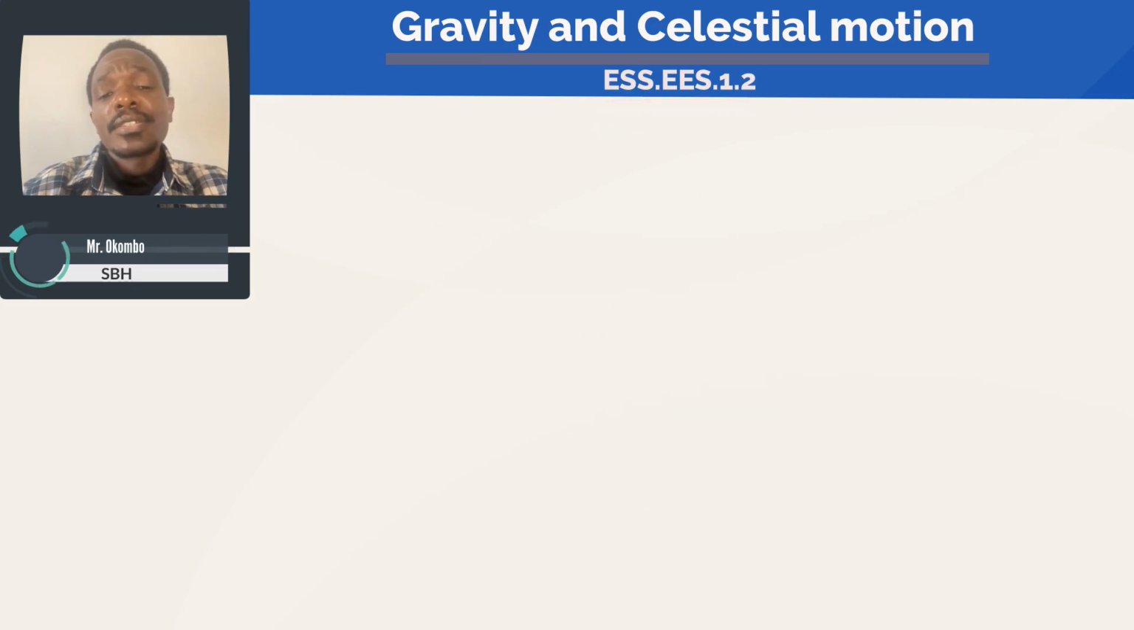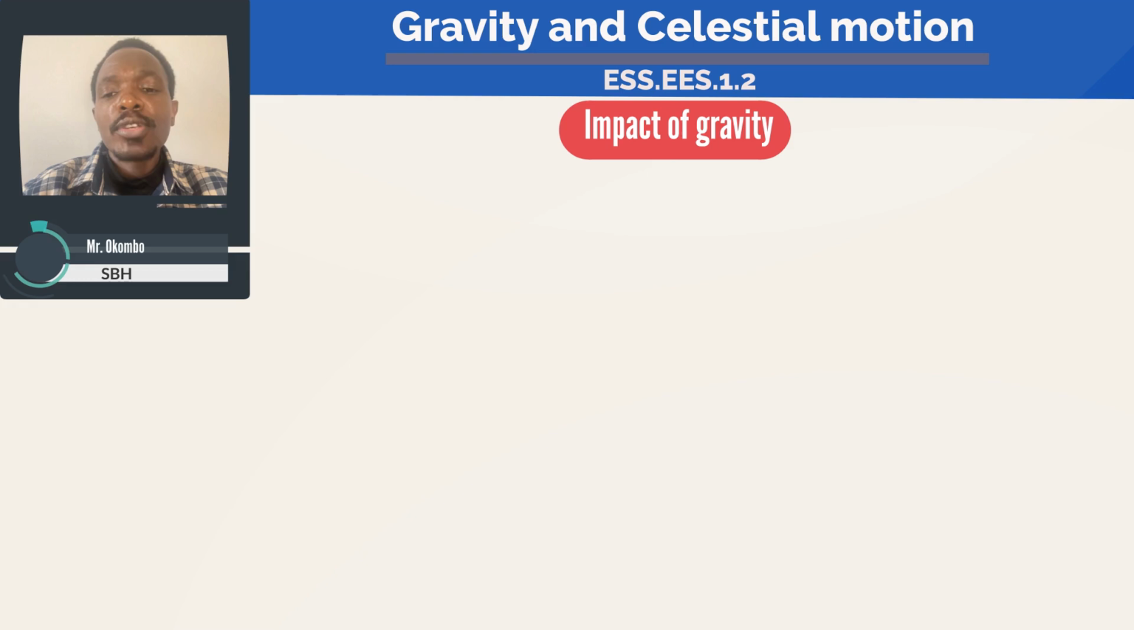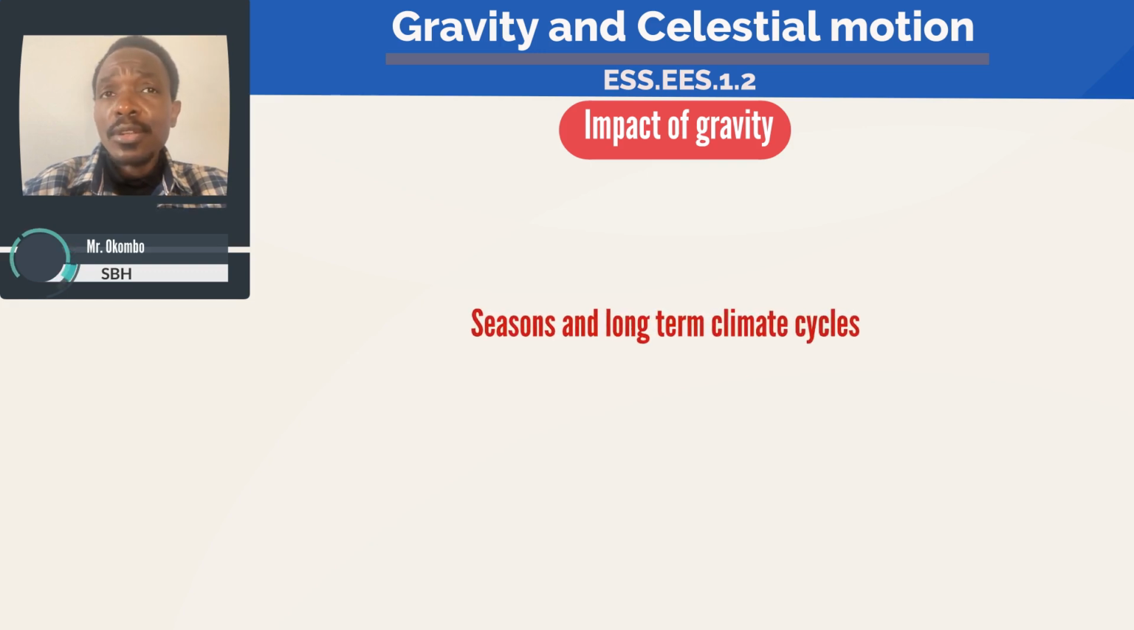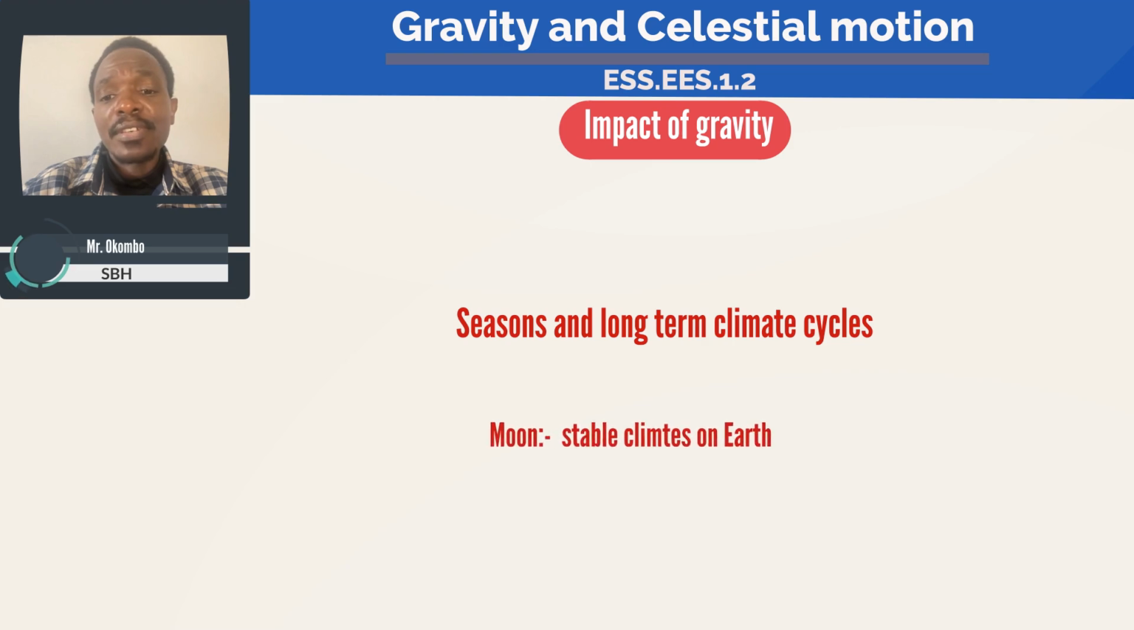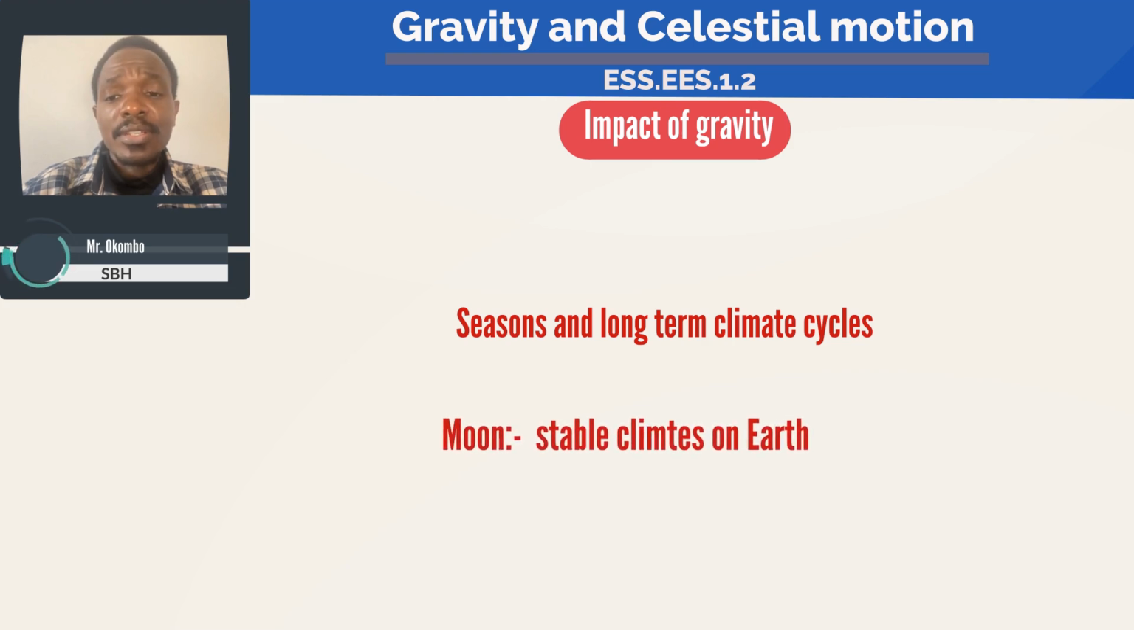Gravitational interactions, especially with the Moon and Sun, influence Earth's orbit and axial tilt. These factors contribute to phenomena like seasons and long-term climate cycles. The Moon's stabilizing effect on Earth's tilt helps maintain a relatively stable climate, something that is very essential for life.